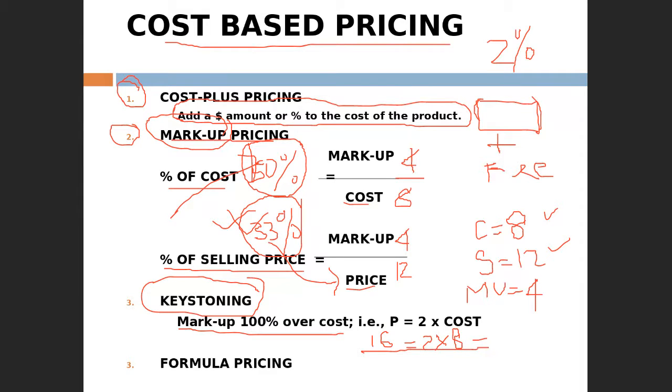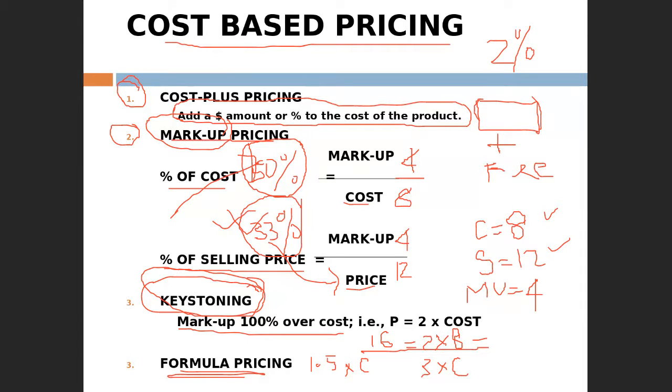But here is the interesting thing. If the price is, let's say, 1.5 times your cost, it's formula pricing. If it's 3 times your cost, it's formula pricing. If it's 4 times your cost, it's formula pricing. So keystoning is a subset of formula pricing where the price is 2 times the cost. Any other relationship between price and cost is known as formula pricing. Why this distinction? I have no idea. Is there this distinction? Yes, there is, as you can see. Any questions?